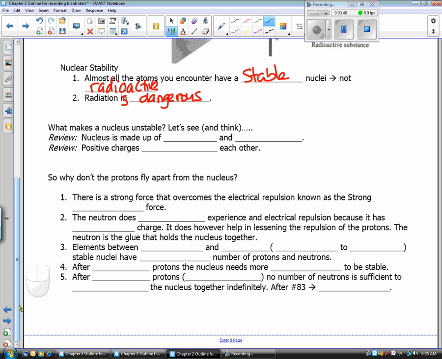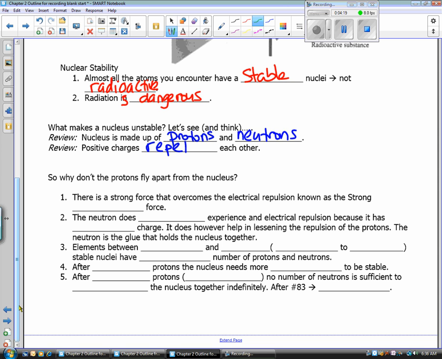Okay, here are a few things to think about. The nucleus is made up of 2 things, and you know this. We just did this in the last section. It's made up of protons and neutrons. And the second thing we have to remember when we're looking at this radiation is that positive charges will repel each other. Likes repel, opposites attract. So if you have 2 positives together, they're going to want to kick each other out.